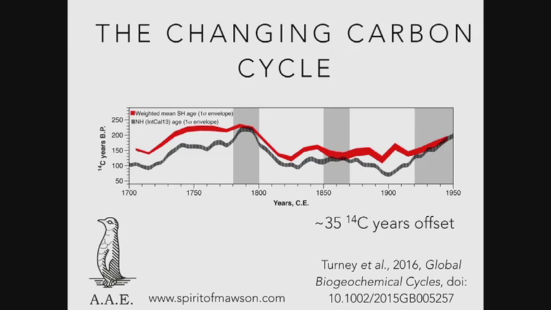Periods when the red, which is the southern hemisphere average, and the northern hemisphere, the darker curve, almost converge, and other periods where it disappears. If you're interested, you can go to the website spiritofmawson.com or go to the journal article. But basically, it does look like there is variability. It's not constant. So you've not just got changes globally, you've got changes hemispherically.